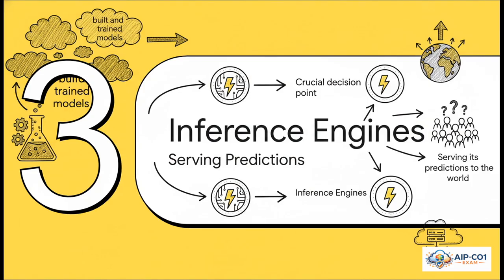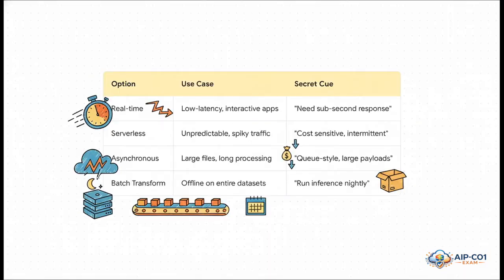Okay, so you've built your awesome model. Now you hit a really crucial decision point. How do you actually serve up its predictions to the world? This is all about choosing the right inference engine for the job. And the key here is there's no one-size-fits-all answer. It totally depends on your use case.